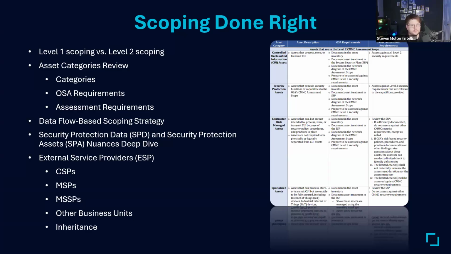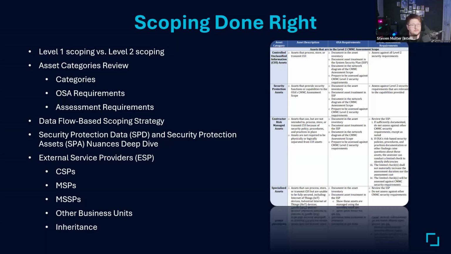CSPs, cloud service providers, right? External service provider is an umbrella term for any external system that provides some type of IT or related services, especially ones that store, process, and transmit CUI on behalf of the customer or security protection data. So CSPs, if they are storing, processing, or transmitting CUI, you can get this right from the 32 CFR. It's, I think, part 170.19. There's a table in there that outlines this.